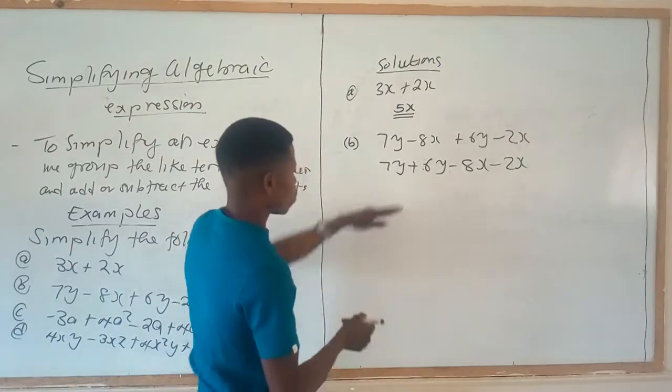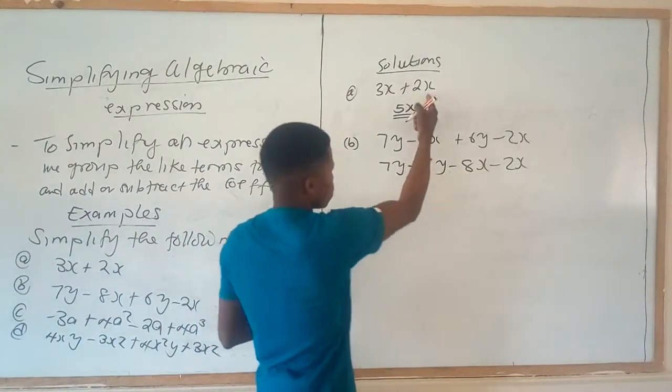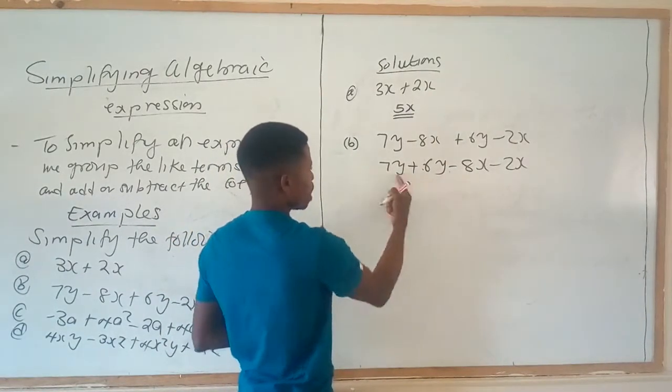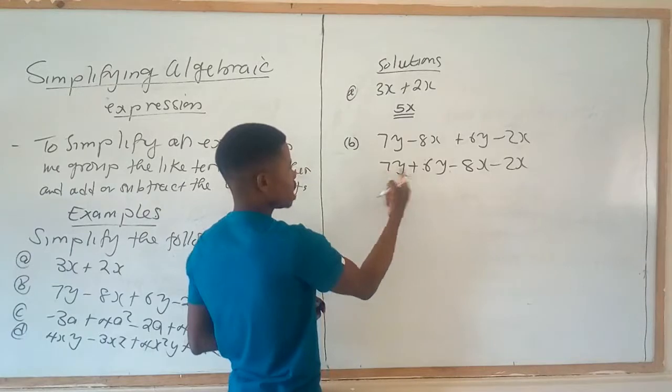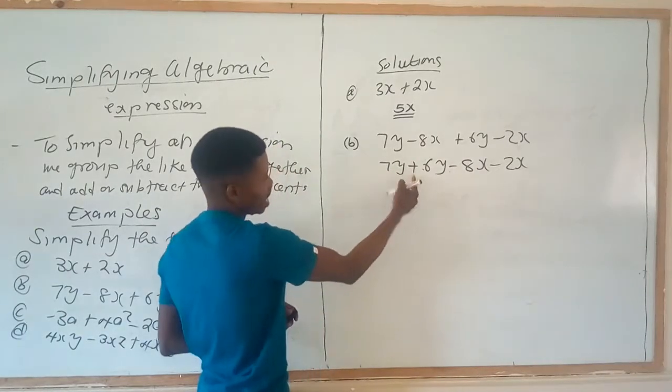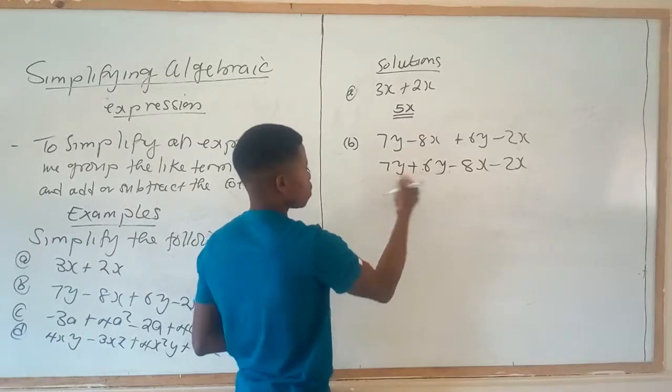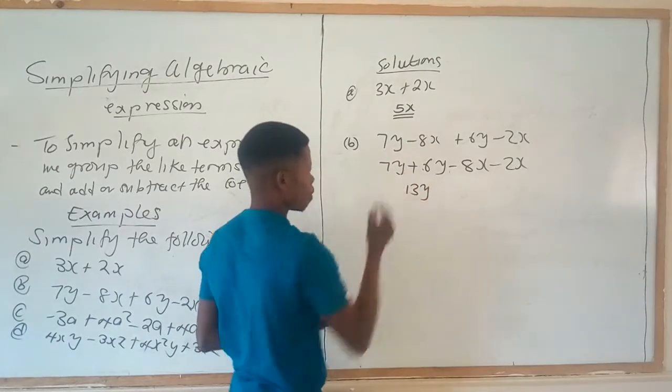So after that now, here you are going to use the same concept. Here they are the same terms, or rather they are like terms. So we are going to add the coefficients since we have the plus sign here. So 7 plus 6 we get 13. We get one of the variables here, which is y.